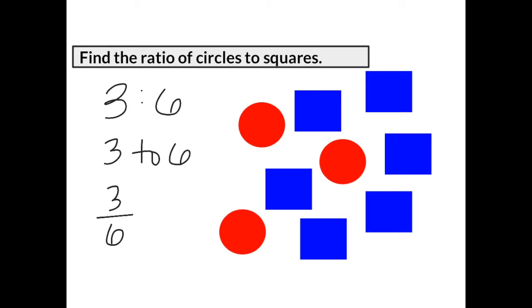So 3 to 6 can be simplified by dividing by 3. This gives us 1 to 2. So the ratio of circles to squares is 1 to 2, or 1/2.